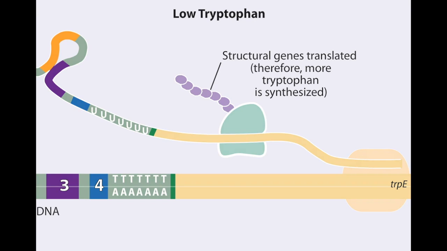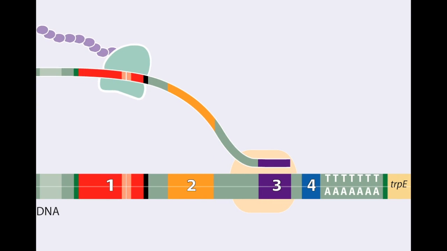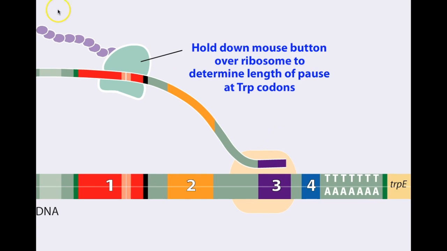You can mimic the effect of tryptophan levels by determining how long the ribosome pauses at the trp codons. Click on the ribosome when indicated and hold down the mouse button for as long as you would like the ribosome to pause at the trp codons. Can you cause attenuation and anti-termination?